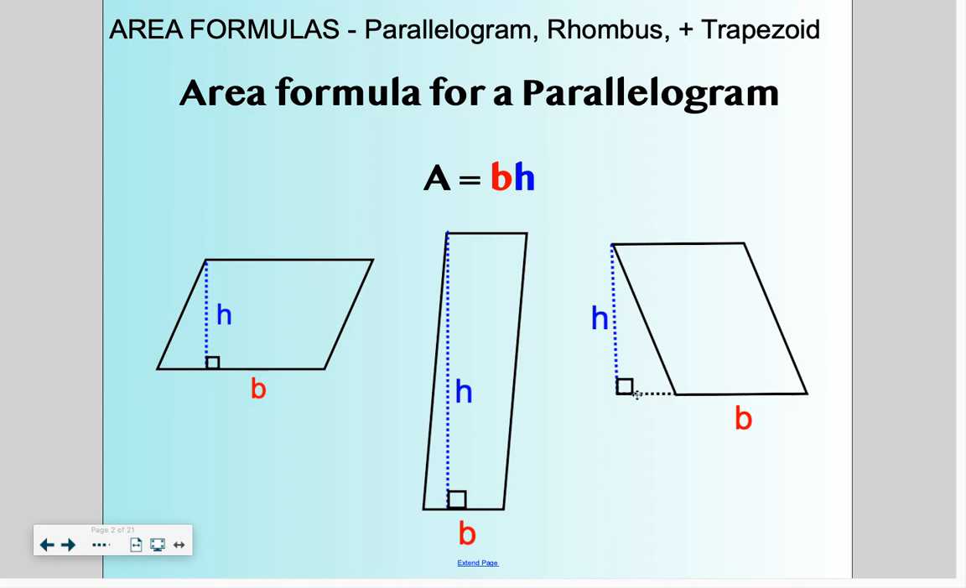But we have to extend it to at least see where the height and the base would have met to create that right angle. Again, in this case, the base is just this. We just add the black tick mark to show where the height would have met it if it had been that long.